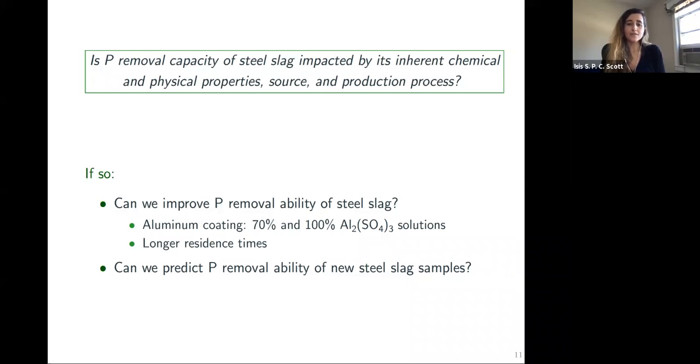And at the end of this research, we also asked, can we predict the phosphorus removal ability of new steel slag samples, of those slag samples that we don't know how they will perform, but we want to be able to select the best ones? So that was our motivation in here.